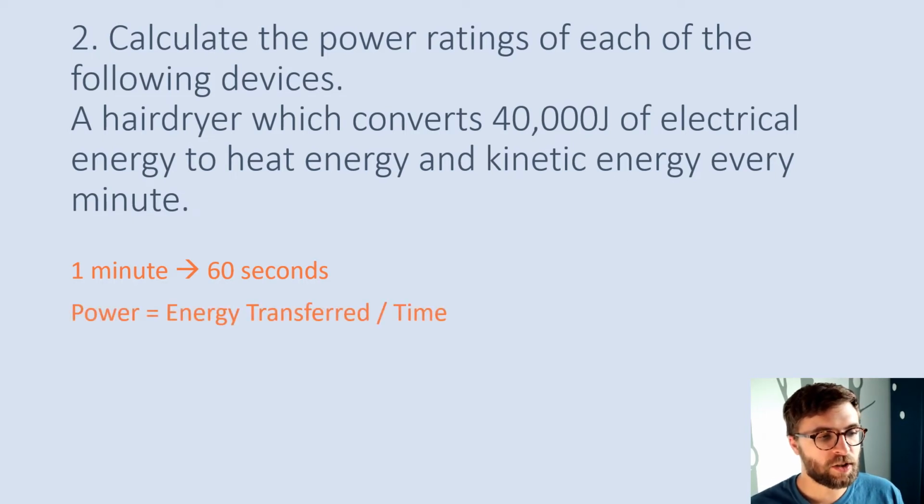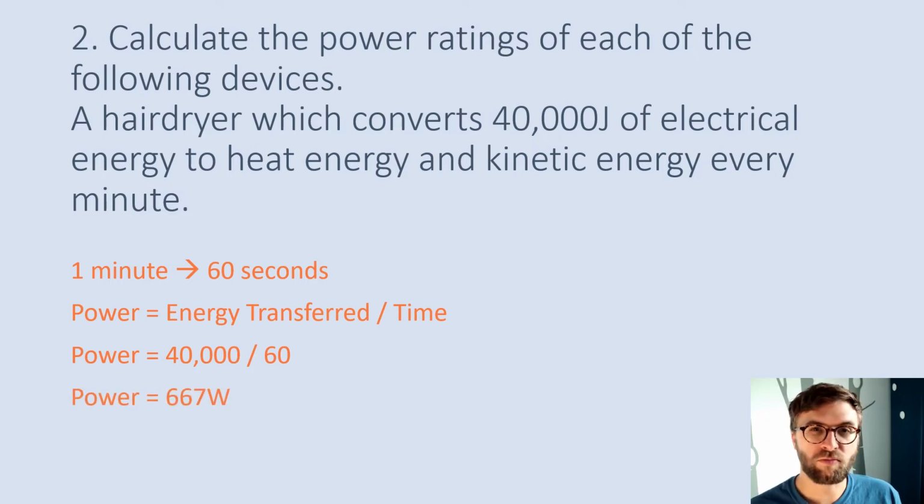We're then going to put it into our rearranged equation, which is power equals energy transferred divided by time. So the energy transferred is 40,000 joules divided by the time, 60 seconds, gives us a rounded rating of 667 watts.